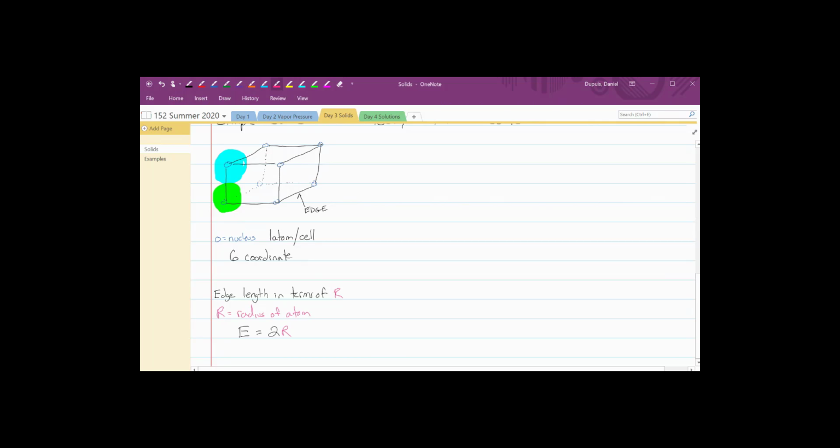Whether it's lowercase or uppercase doesn't really matter. And for the simple cubic, it is about 52% efficient. That means just over half of the cell is full of atom. Most of it, or almost half of it, is empty space.